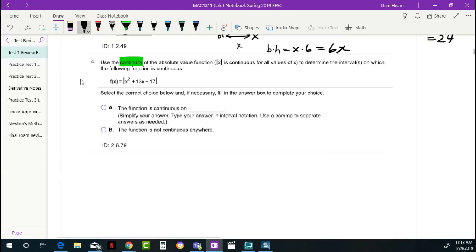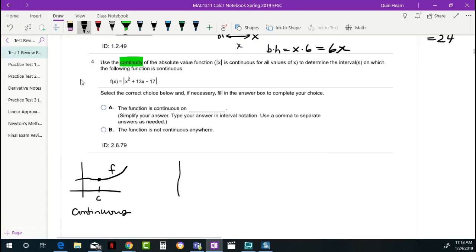Recall that for a function to be continuous at a given value c, basically you have no holes, gaps, or jumps. Here would be an example of a function that's continuous at c. See how we can just draw the curve right through c without picking our pen up off the page.